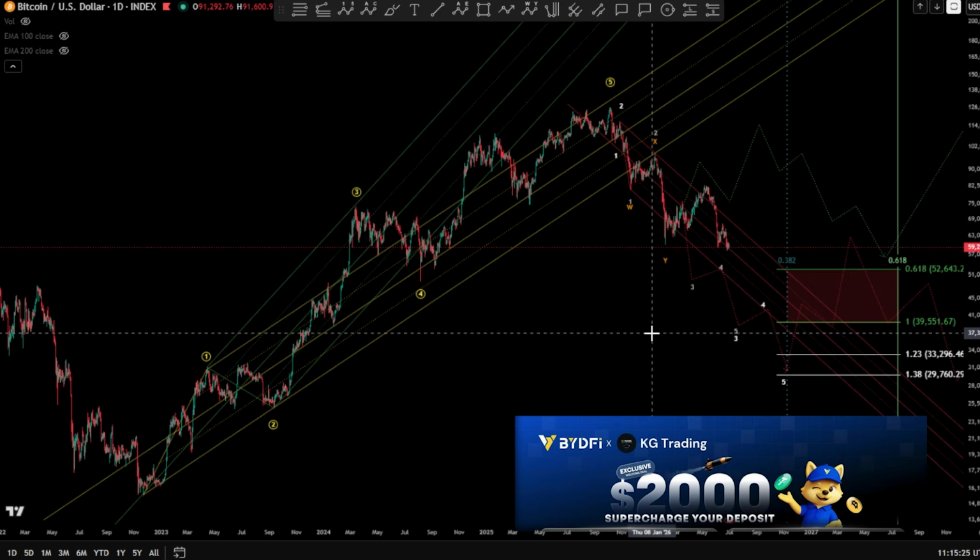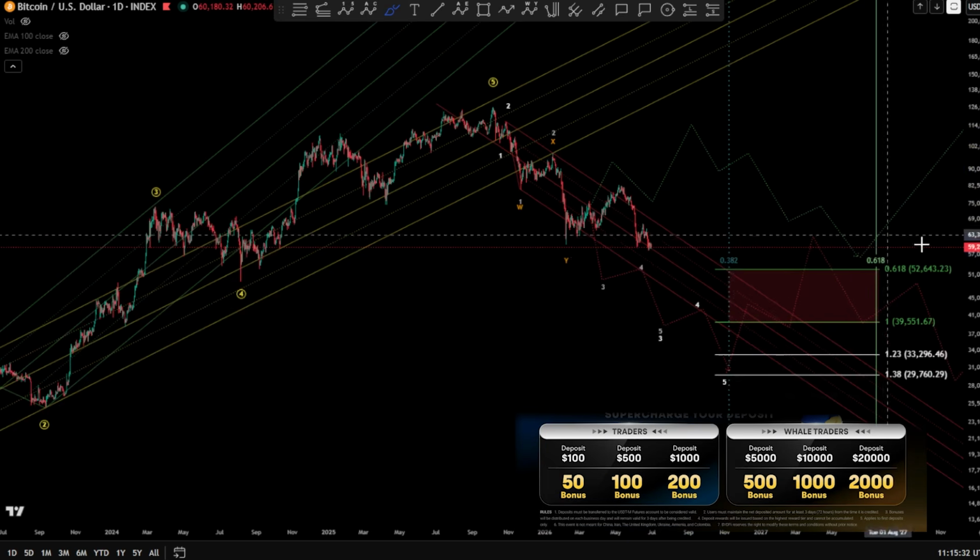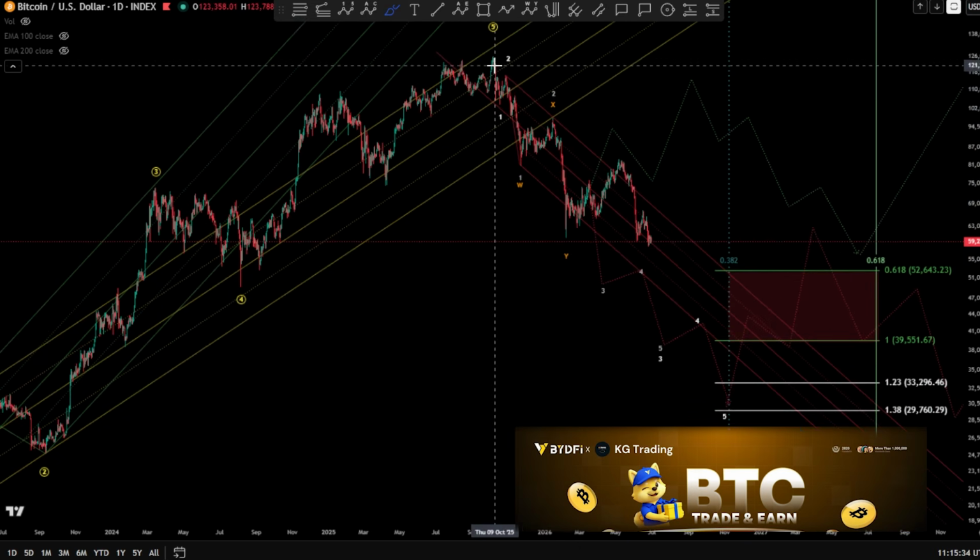This is the daily for Bitcoin. Let's see what we have here and what we might get next. So basically we are looking at our channel here. I'm going to dive directly into the bear market here, channeling.